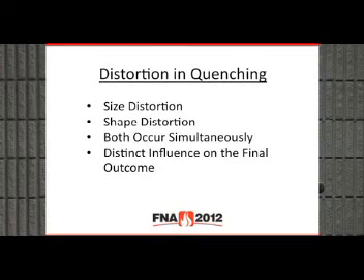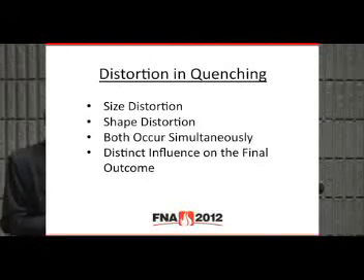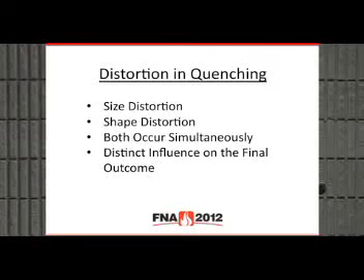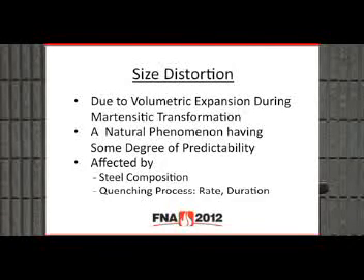The distortion in quenching is of two types: size distortion and shape distortion. They both occur simultaneously and they have distinct influence on the final outcome as far as distortion is concerned. Size distortion is due to the volumetric expansion that takes place during the martensitic transformation. It is a natural phenomenon having some degree of predictability, and it is mainly affected by the steel composition and the quenching process itself.